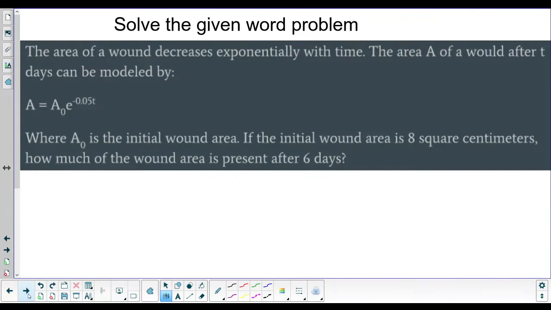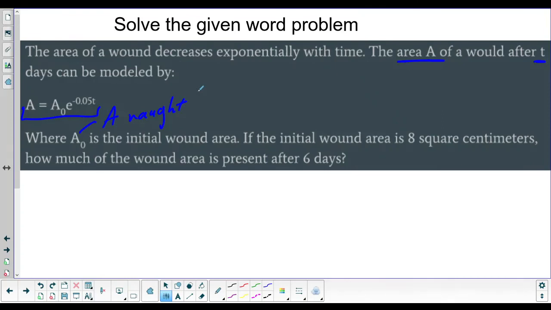Let's look at one more problem. The area of a wound, so if you scrape your knee, the size of that scrape, the area of the wound decreases exponentially with time. The area A, so this is how big the wound is, A. Pardon me, sorry, I had to sneeze. Of a wound after T days, so T is our time in days, can be modeled by this equation. Where A subscript 0, this would be said as A naught.